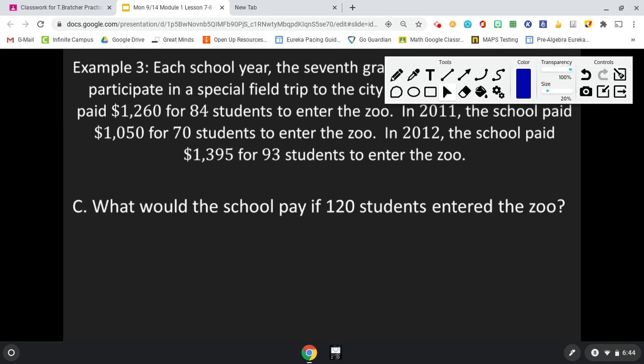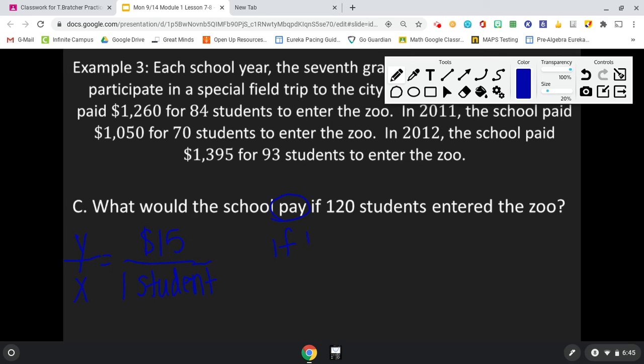All right, part C. It says, what would the school pay if 120 students entered the zoo? So again, our unit rate or constant of proportionality is $15 for one student. So if we have 120 students, let's not just think about it. Obviously, we know it's going to be way more money, but let's use our saying that we just wrote. Remember our Y values on the top and our X values on the bottom. So remember, that's our Y value because we're looking for the cost.